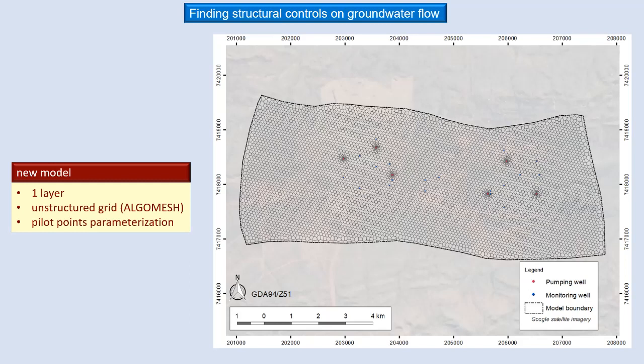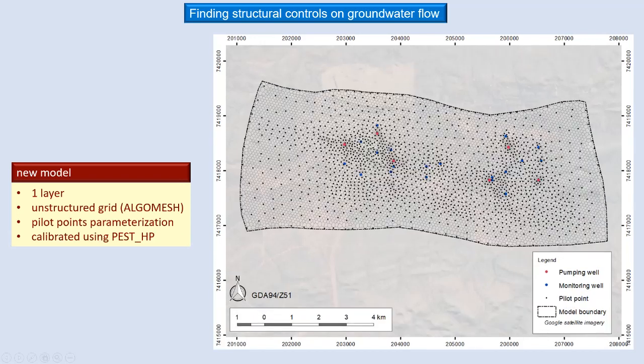So we used a single layer, a grid constructed using algo mesh, following the precepts of structurally simple, parametrically complex. Most water flows horizontally here, even though the geology is complex. We decided and we hoped that a single layer fast running model would enable us to extract the information we needed from the data that resides in these drawdowns.